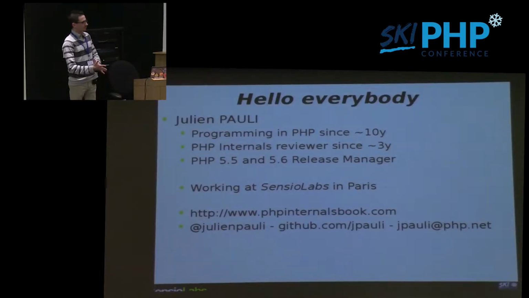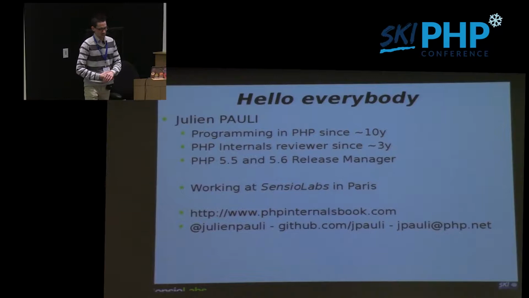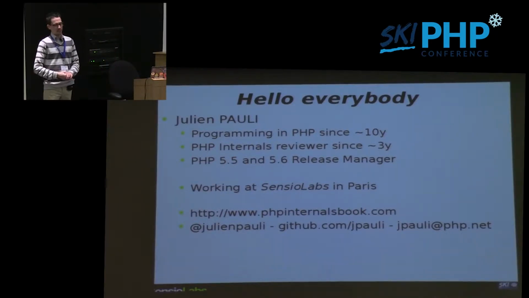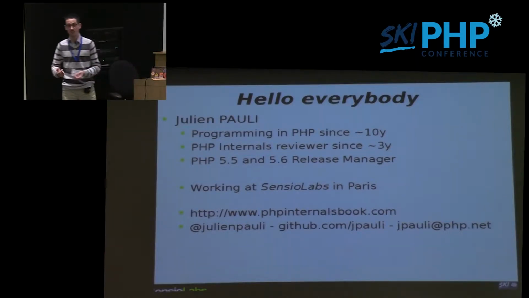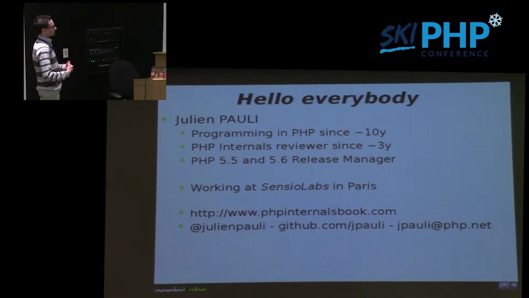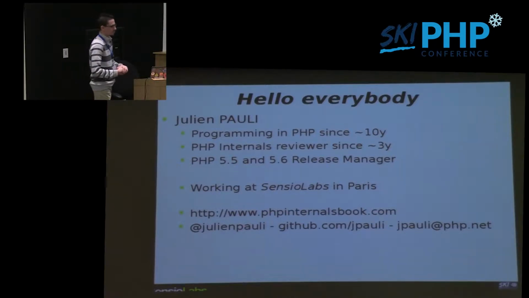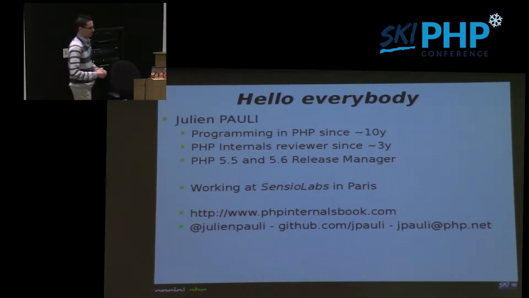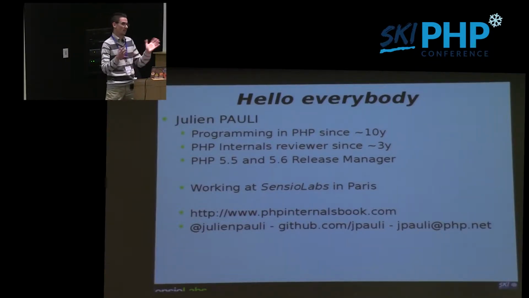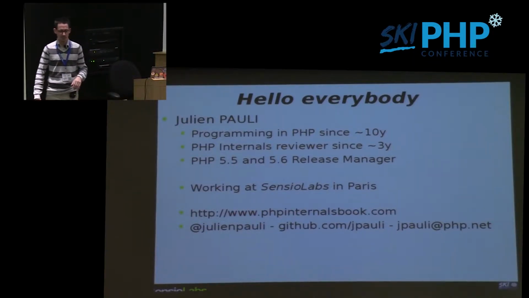So I'm Julien, I'm working in Paris for Sensio Labs. We mainly develop the Symfony 2 framework. I'm PHP 5.5 and 5.6 release manager, and I mainly put my head every day in PHP internals code, which is about 800,000 lines of code. This is just about 1 million lines of code, not too far.